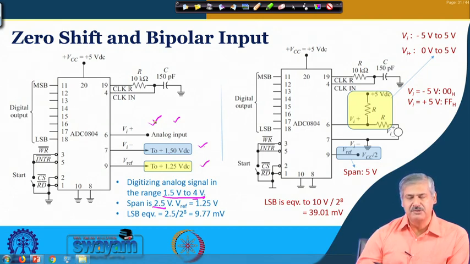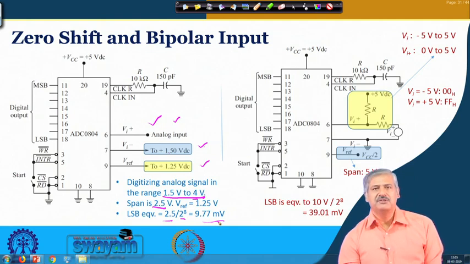So, the 0 shift means earlier the lowest value was 0. If it is 0, then it will work with a reference voltage of 0 to 2.5 volt. With this arrangement, now it will convert from 1.5 to 4 volt. The LSB equivalent, since the span is 2.5 volt, is 2.5 by 2 to the power 8, so 9.77 millivolt is the LSB equivalent or the resolution that you can get. Fine.